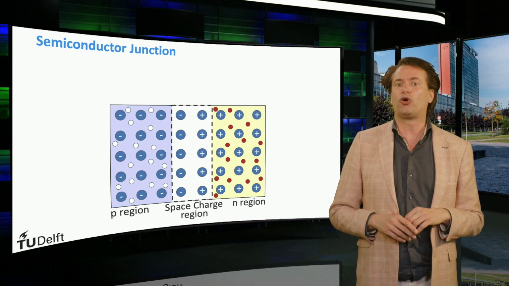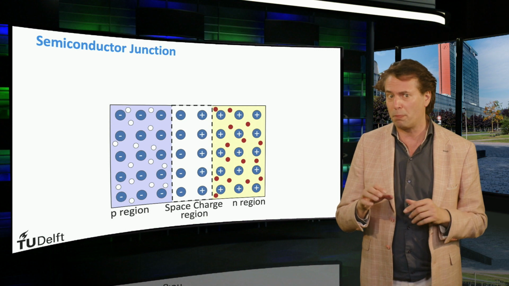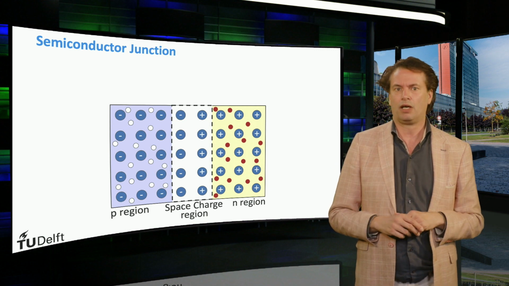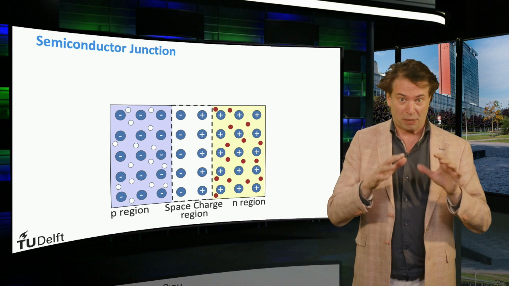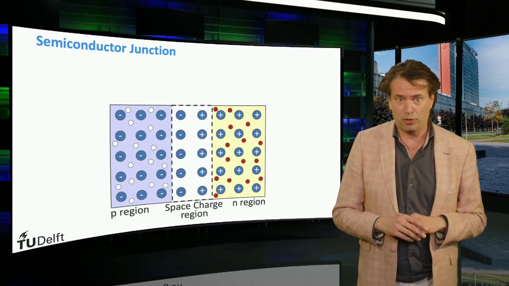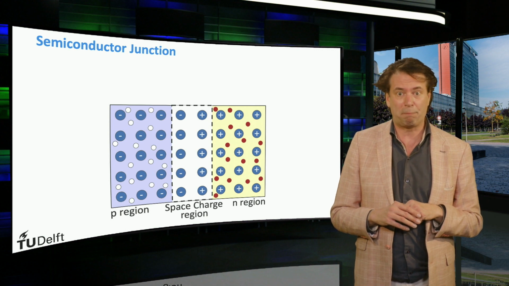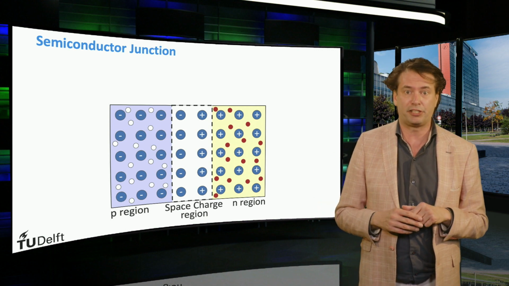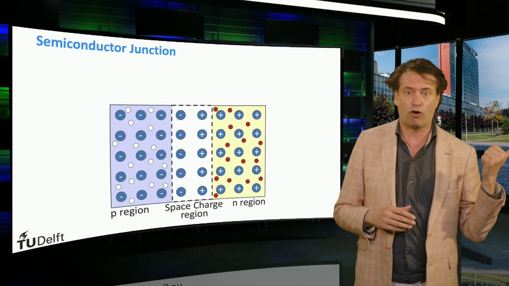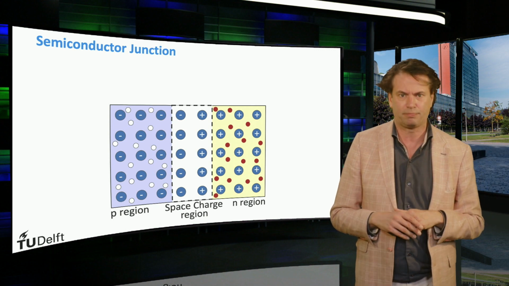This region is called the space charge region. We also use for this region the term depletion zone. The space charge region is depleted from the mobile charge carriers. In this example, the left side of the space charge region facing the p-type side is negatively charged, whereas the right side of the space charge region facing the n-type side is positively charged.